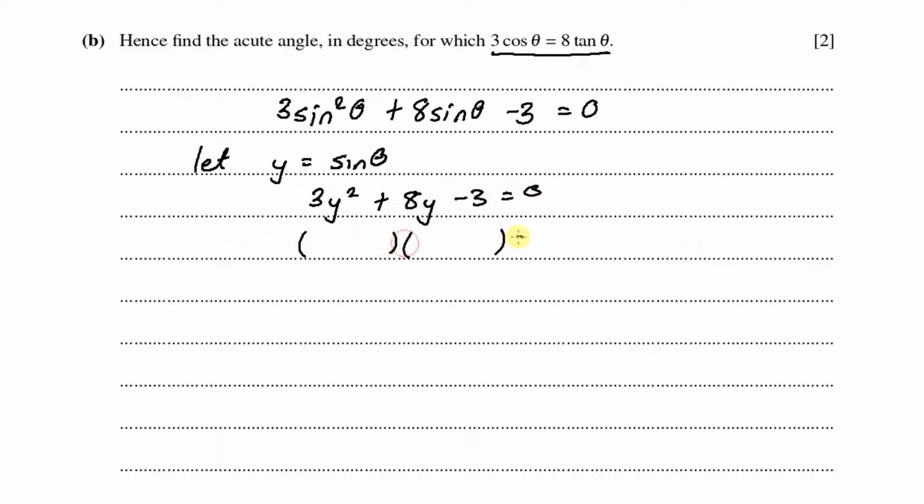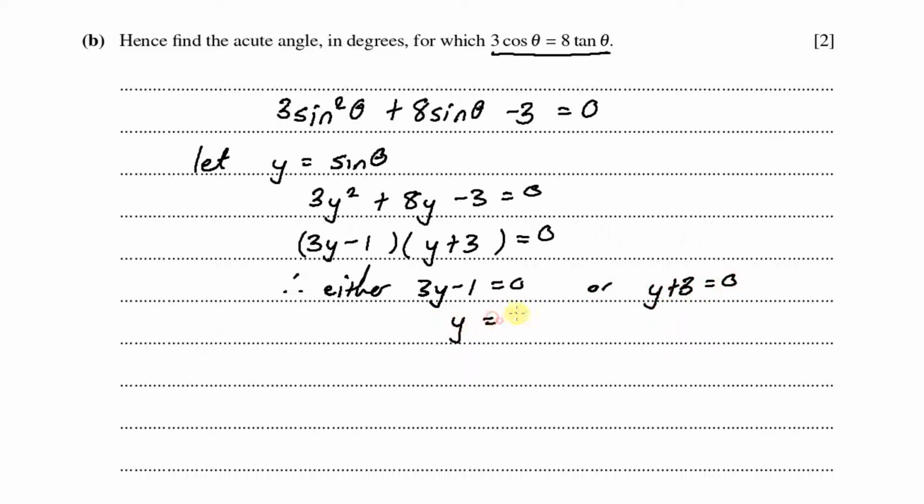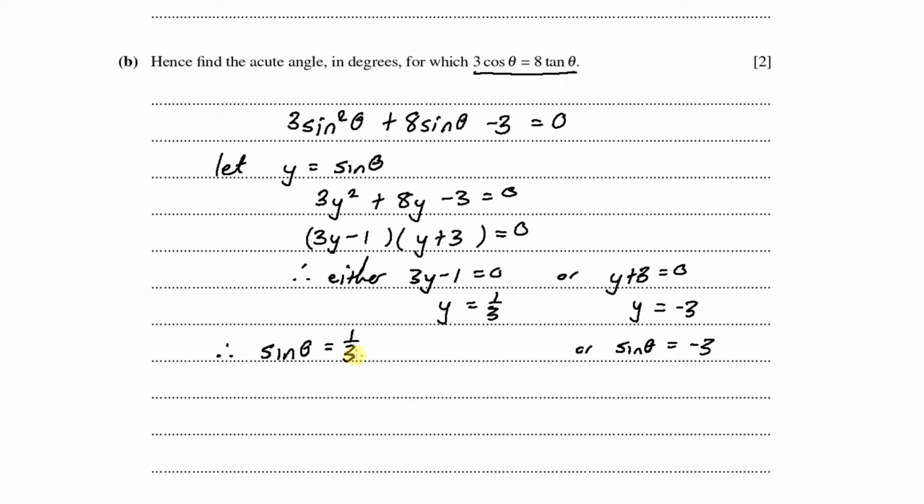So I can factorize this, and factorizing this we get 3y minus 1 bracket y plus 3, which therefore means that either 3y minus 1 is equal to 0 or y plus 3 is equal to 0. And here y is equal to a third, and here y is equal to minus 3. So therefore, we are saying that sine theta is equal to a third, or here sine theta will be equal to minus 3. So we know from the quadrants that sine theta can have an acute angle value only in the first quadrant, and that's when sine theta is positive. So this here will not give us an acute angle.